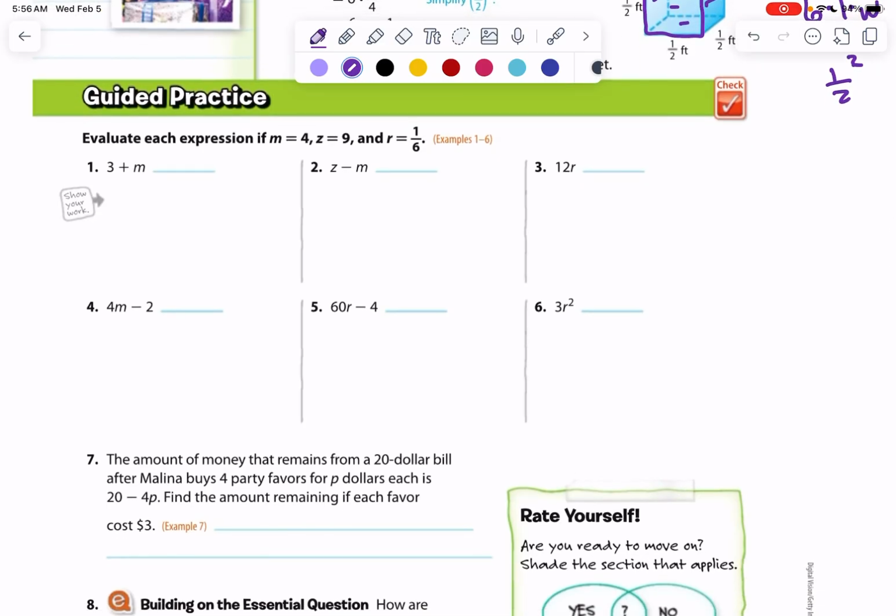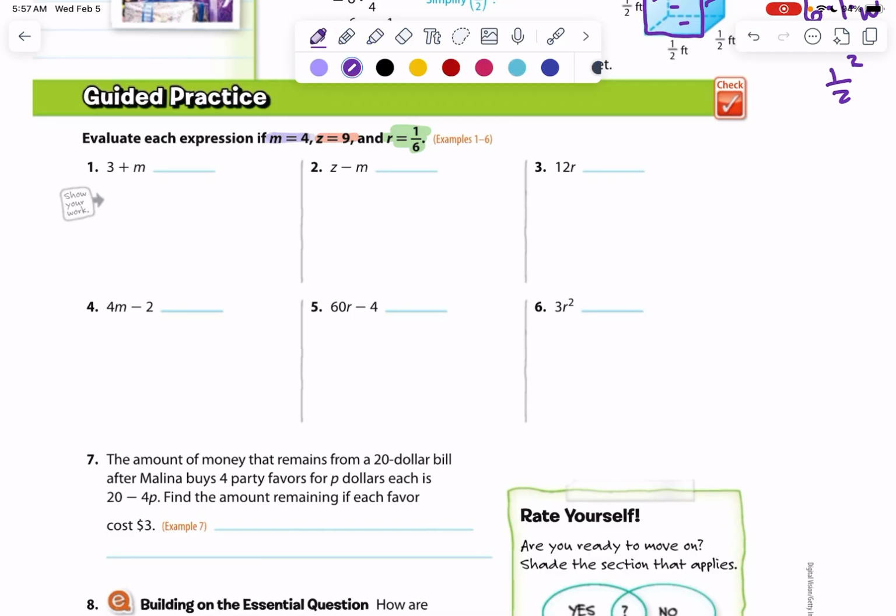Evaluate, that means solve each expression. That means it's a math problem with a variable in it, or a letter representing a number. Okay? So our key here is that m will equal 4, z will equal 9, and r will equal 1/6. Got it? Okay, let me make this a little bit darker here, that way our eyes can bounce back up to it quickly.